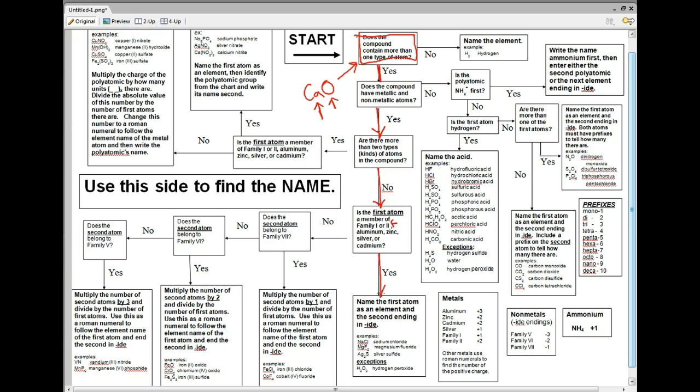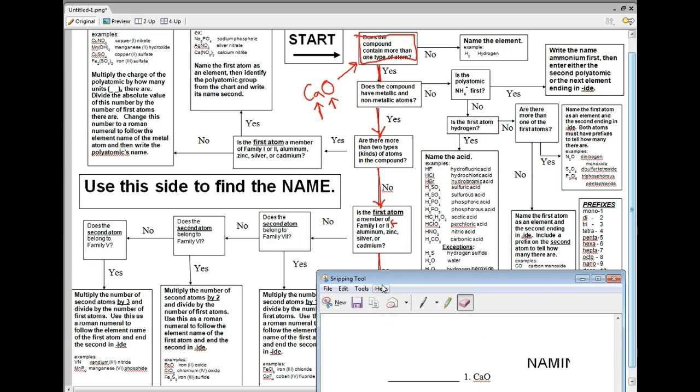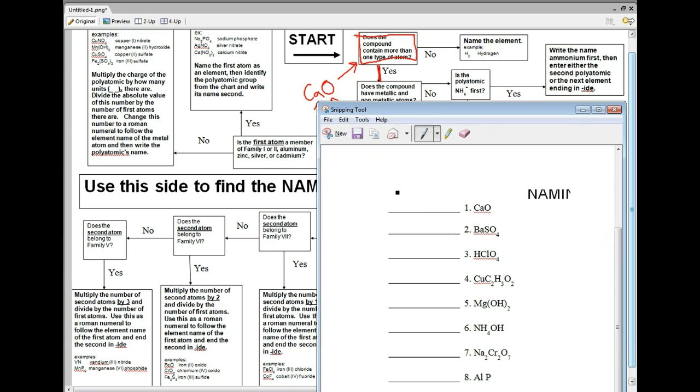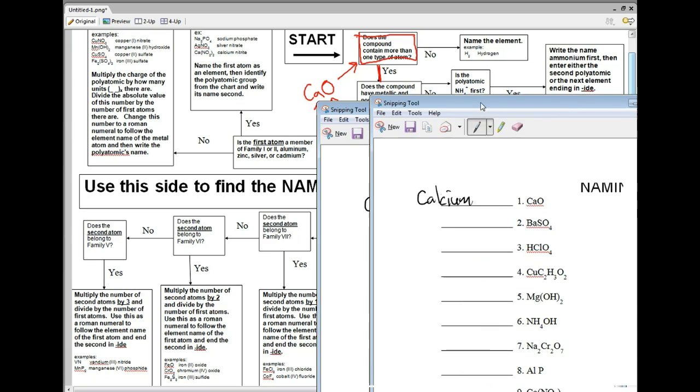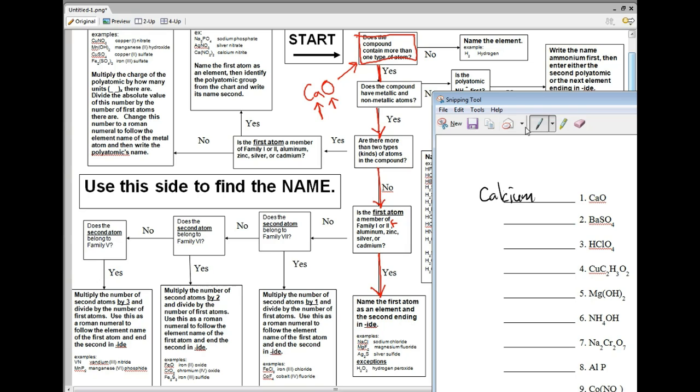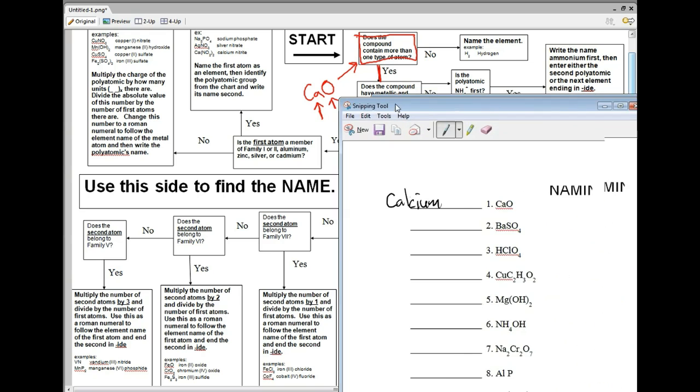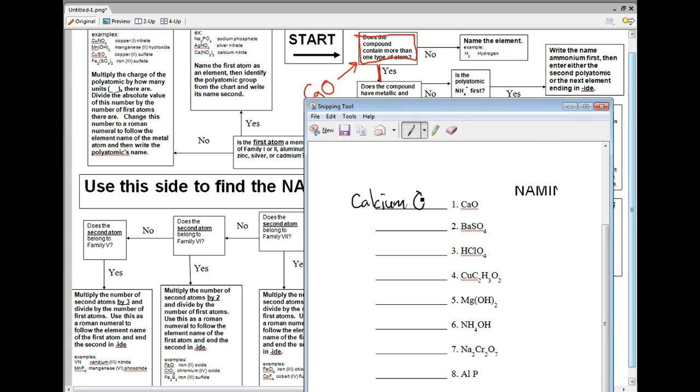We move straight down here. And it says name the first atom as an element. So let's do that. First one is an element, so calcium. And then it says the second one ending in "ide", so calcium oxide. That would be the final answer. Okay? Very simple.